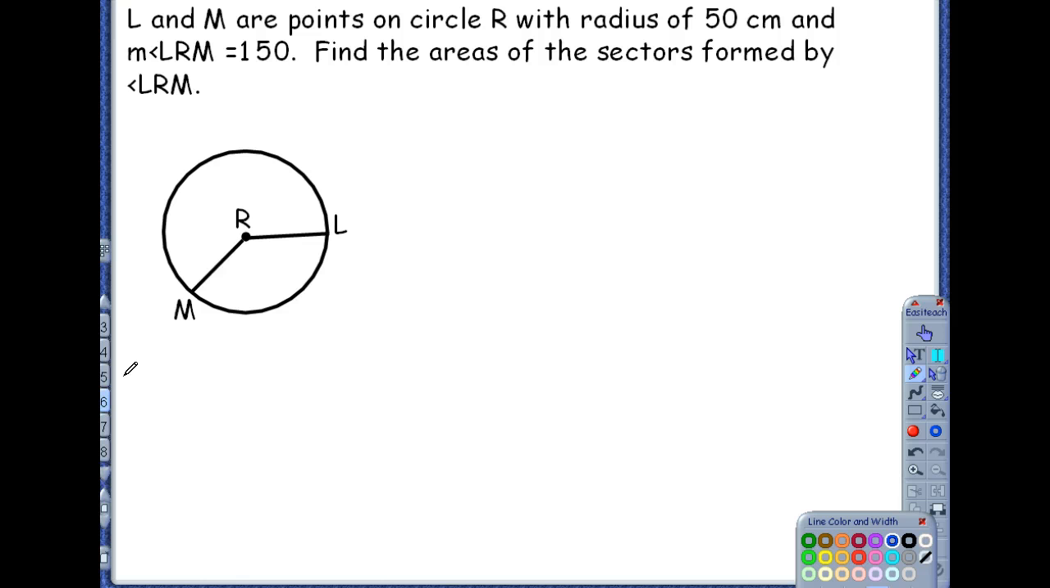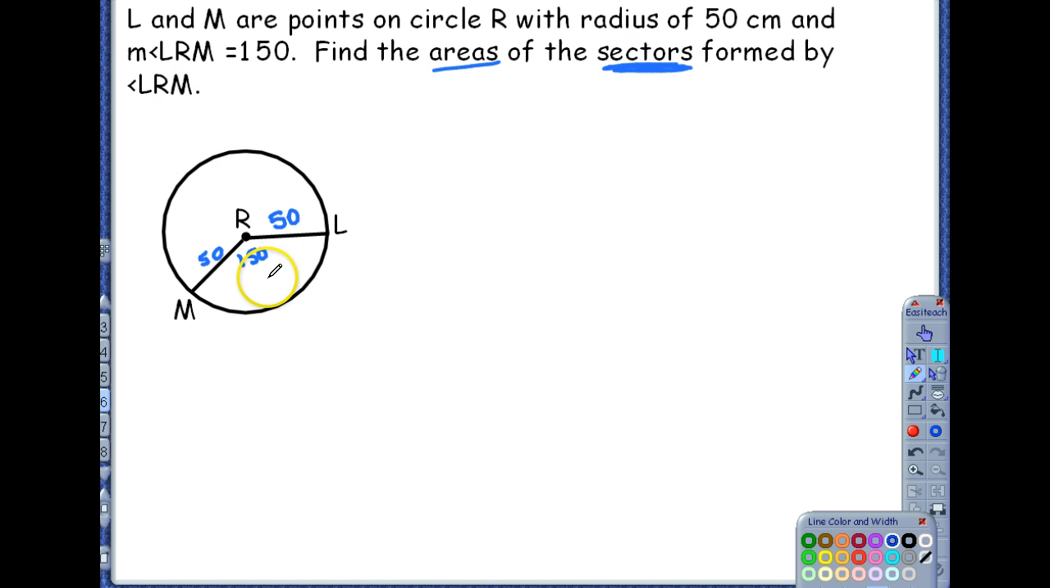The next one says that L and M are points on circle R, and we always name circles by their center. So when you see circle R, that's a circle with its center at R. The radius is 50, so I'm going to mark that on my picture, and I could mark that on either one of these. And we know that the measure of angle LRM is 150 degrees. We're going to find the areas of the sectors, plural, formed by that angle.